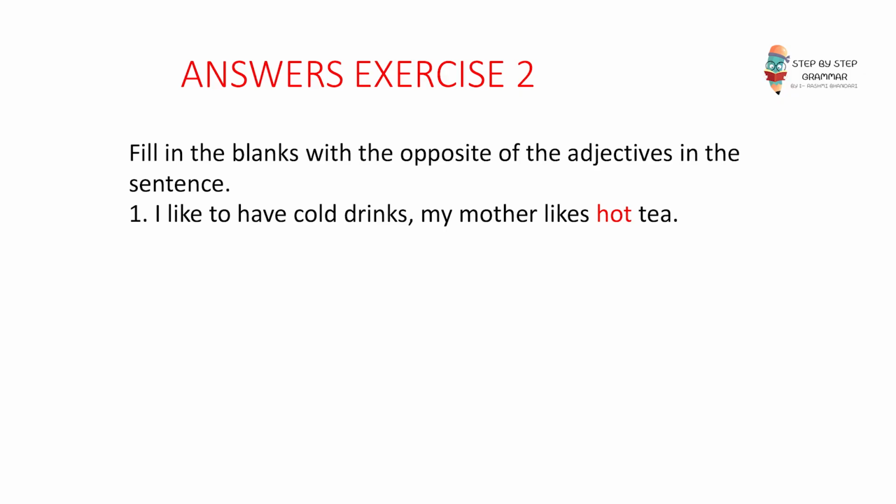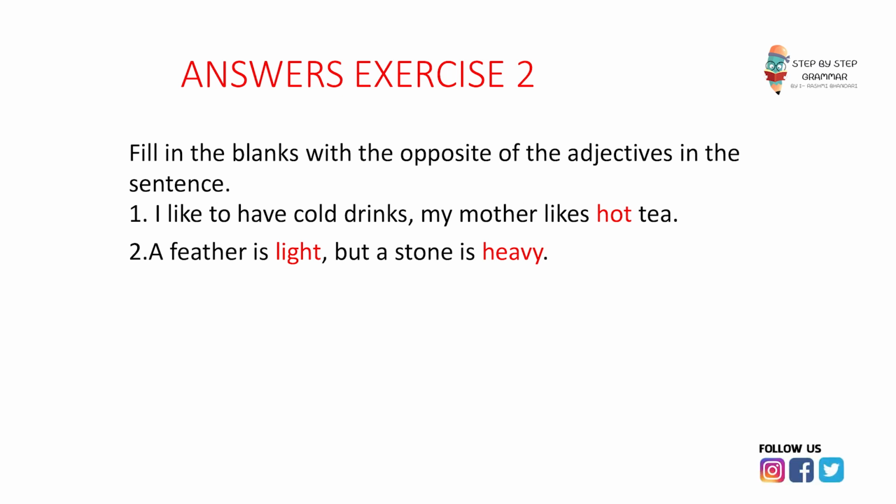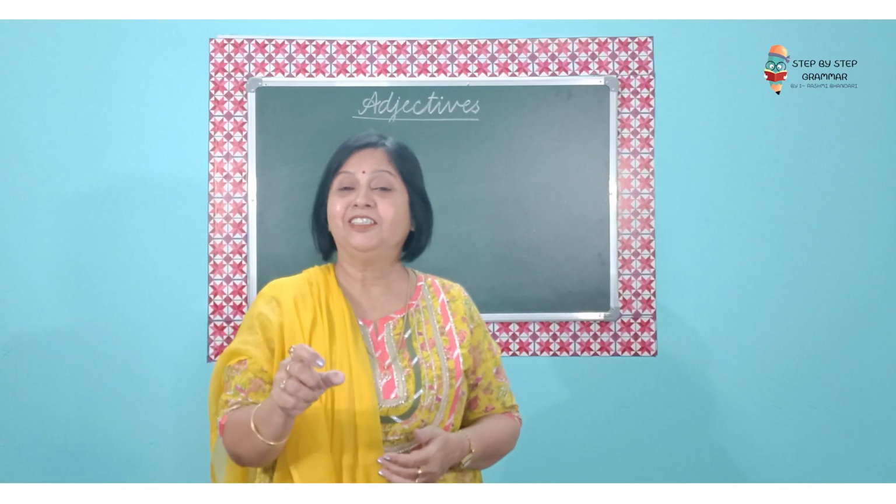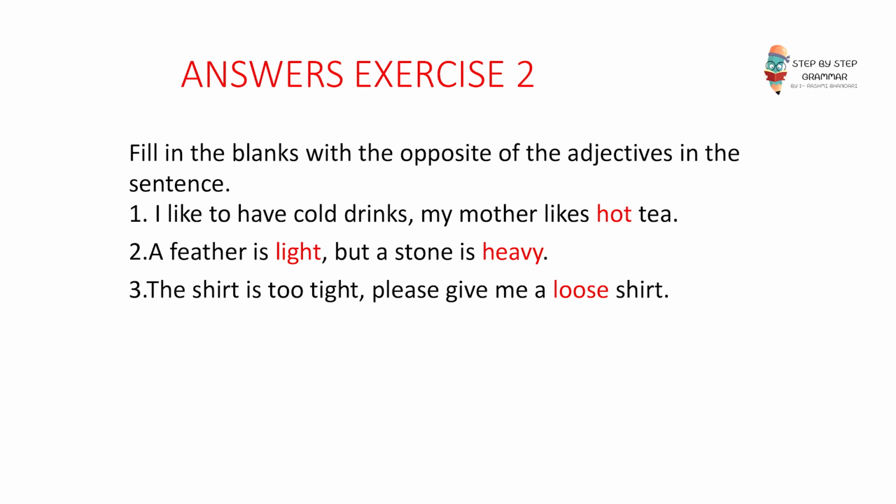Answer time. So you must have first picked out the adjective and then found its opposite. Like in the first sentence, the adjective was cold. So the opposite of cold is hot. A feather is light, but a stone is heavy. Heavy was the adjective, so the opposite of heavy, light. Similarly, you had the shirt is too tight. Please give me a loose one. Opposite of tight, loose. And in the next sentence, the adjective was tight. So opposite of that was your answer, and that is loose.